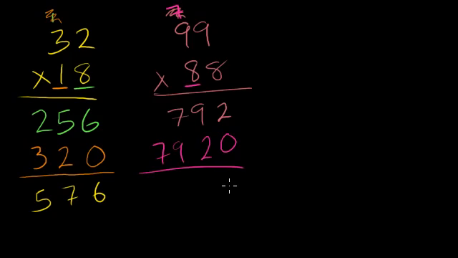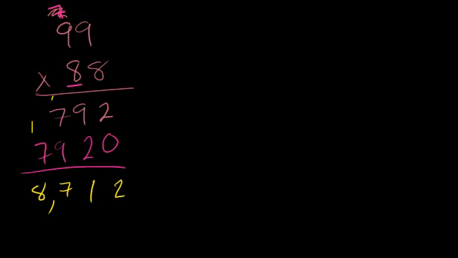2 plus 0 is 2. Let me switch colors. 9 plus 2 is 11. Carry the 1. 1 plus 7 is 8. 8 plus 9 is 17. Carry the 1. 1 plus 7 is 8. 8,712.